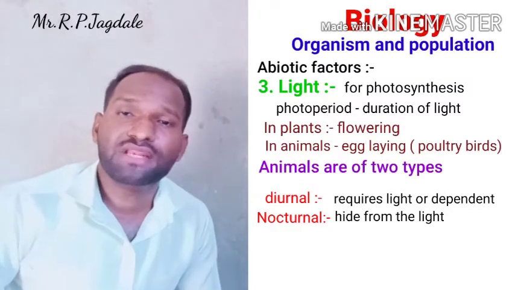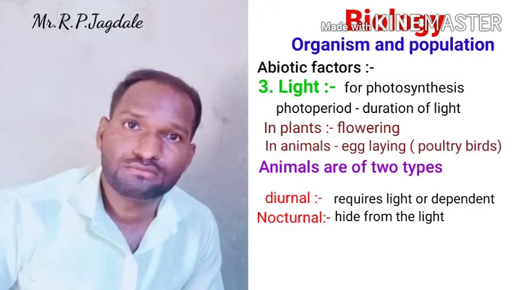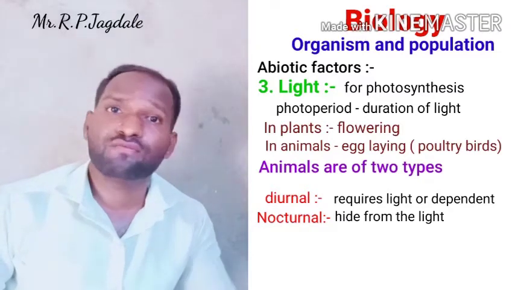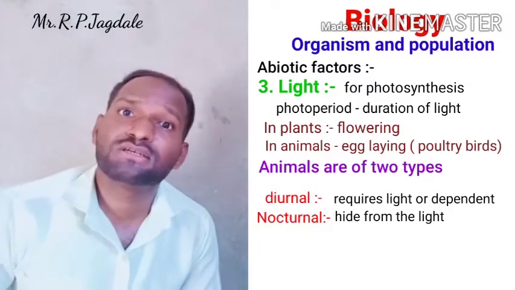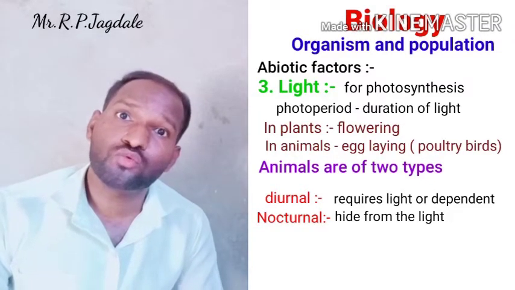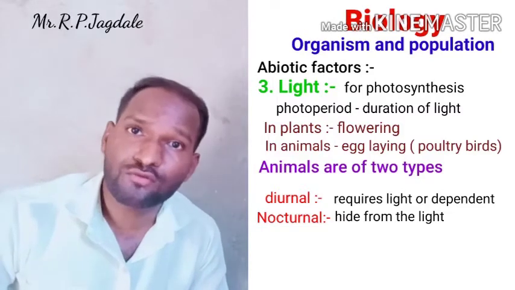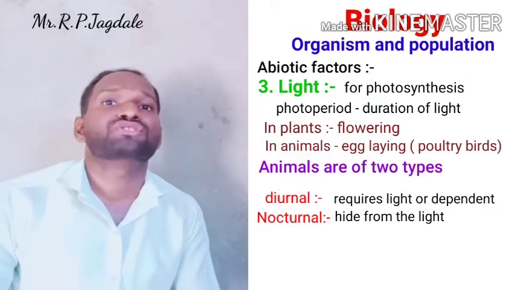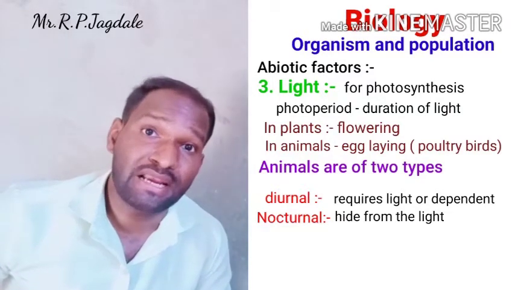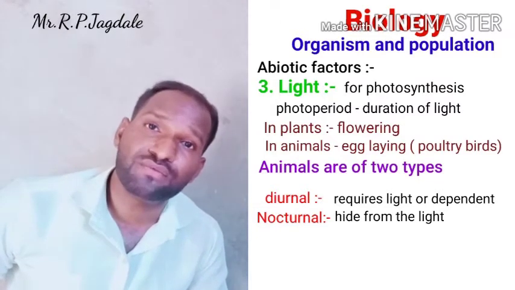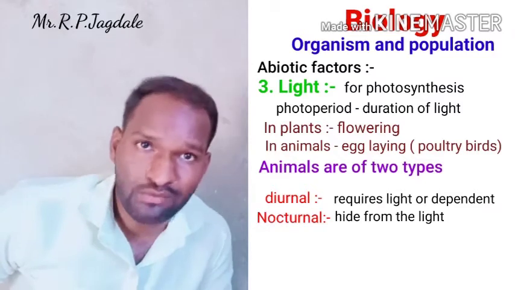So we are dependent on the plants for food and various other factors, and the plants make their own food material by photosynthesis, and for photosynthesis light is very important. So light is another factor which is responsible for the interaction between organisms and the environment.